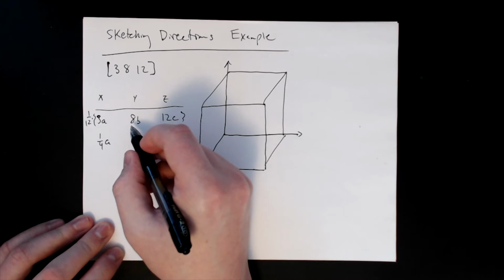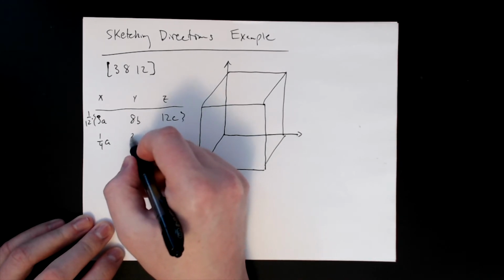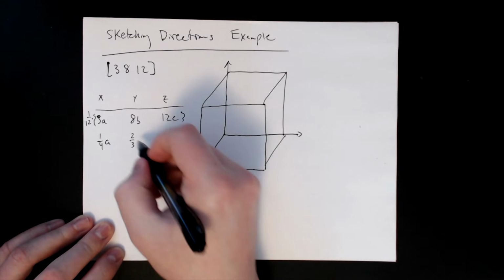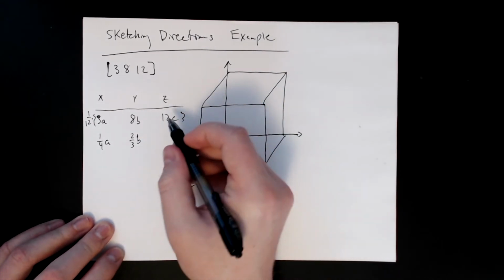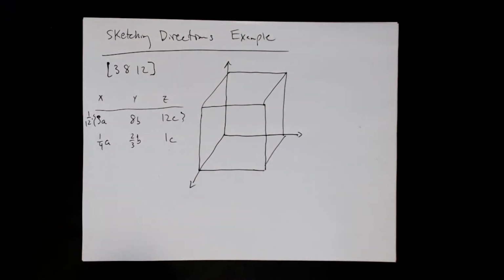We have 8/12, and that's going to be what? 4/6, so 2/3 b. And then we have 12/12, so 1. Those are reduced so that it's within the unit cell.